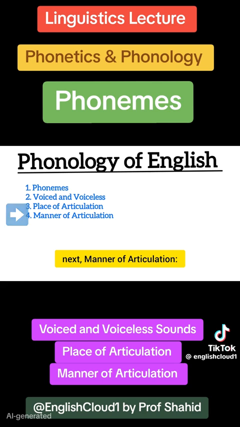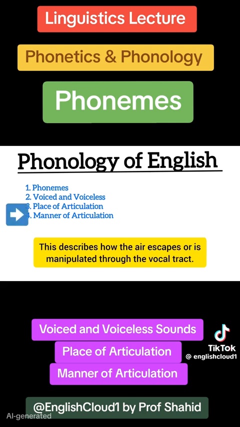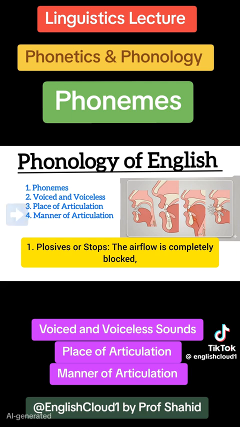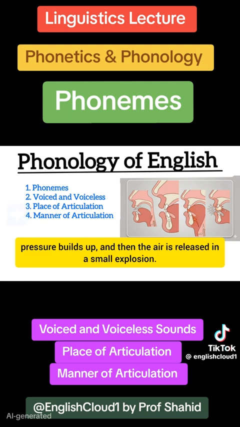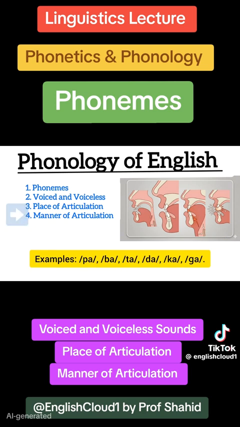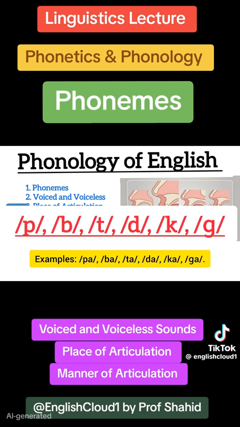Next, manner of articulation. This describes how the air escapes or is manipulated through the vocal tract. 1. Plosives or stops. The airflow is completely blocked. Pressure builds up, and then the air is released in a small explosion. Examples: P, B, T, D, K, G.